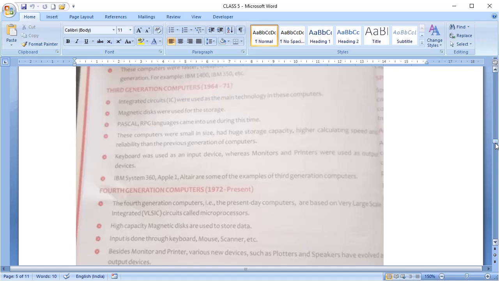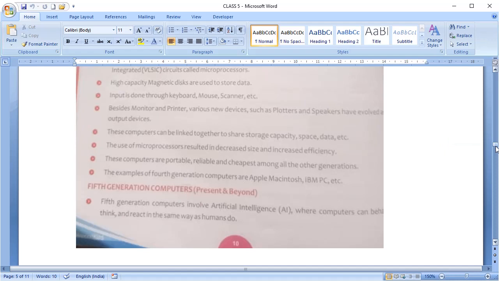Fourth generation computers start from 1972 until present. The fourth generation computer uses very large scale integrated circuits called microprocessors, which made computers smaller, like the desktop PCs and laptops that we use now. They use high capacity magnetic tapes for data storage, and input is done through keyboard, mouse, and scanners. Output was shown on monitor and printer, and various other devices are added to it, such as plotters, speakers, etc.